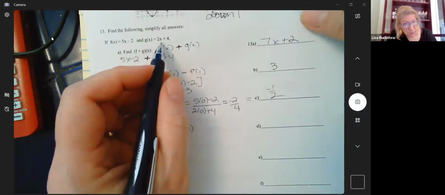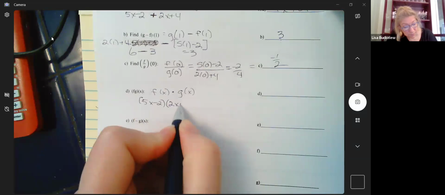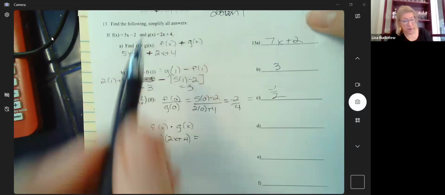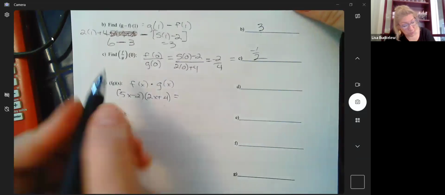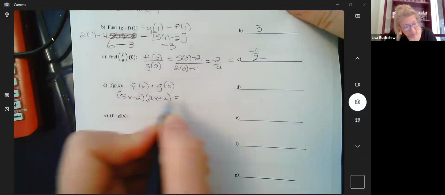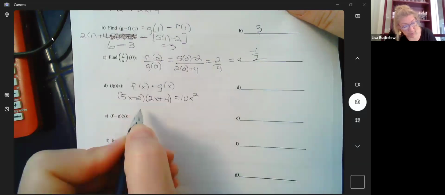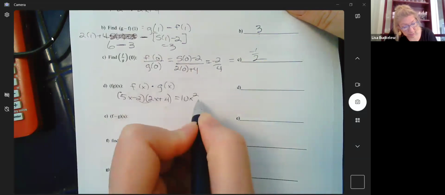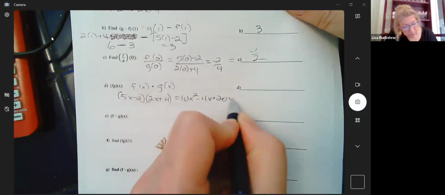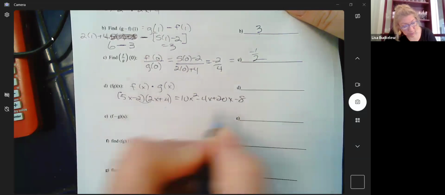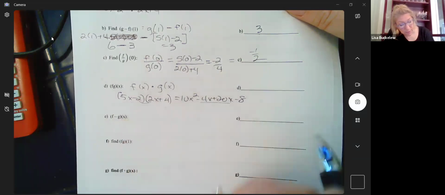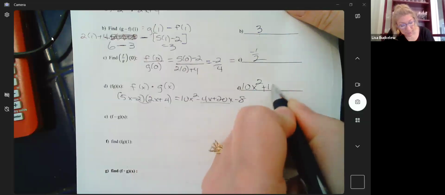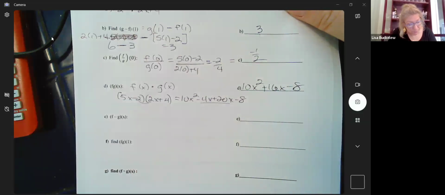Second expression, 2x plus 4. And then we're going to be asked to simplify this. It does say simplify all answers. So we're going to FOIL this out. So 5x times 2x would be 10x squared. And then your inner and your outer, you get negative 4x and positive 20x. And your last times last would be negative 2 times 4 is negative 8. Those two go together. So my simplified answer would be 16x minus 8.